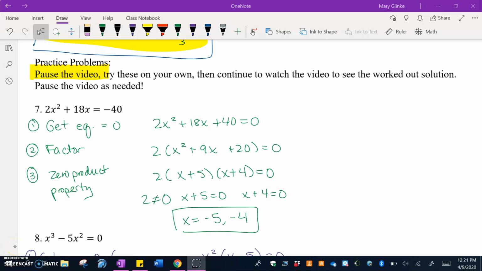Okay, let's go ahead and check in. For number 7, if we follow our steps of getting the equation equal to 0, then factoring it by first taking out the GCF, and then after that we did our number pairs. And then using our zero product property, we end up with a GCF of 2. That does not equal 0, so it does not yield a solution. The other two factors, however, give us our final answers for this one to be negative 5 and negative 4.